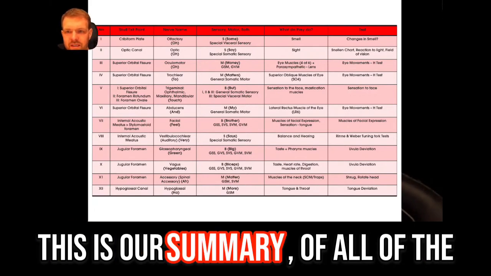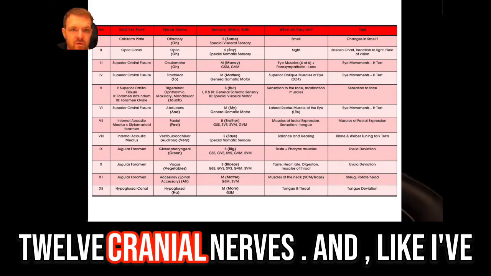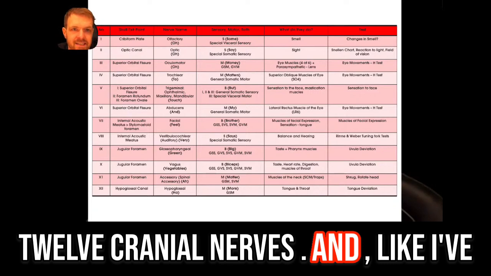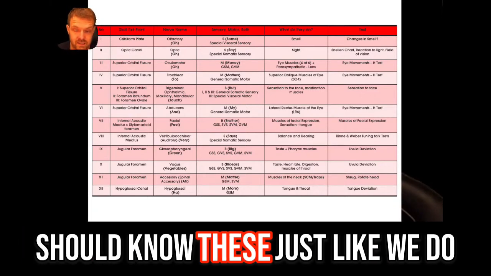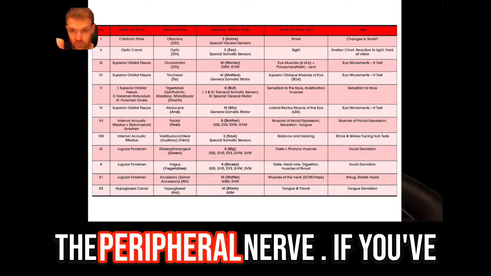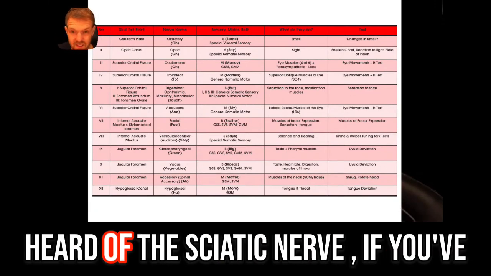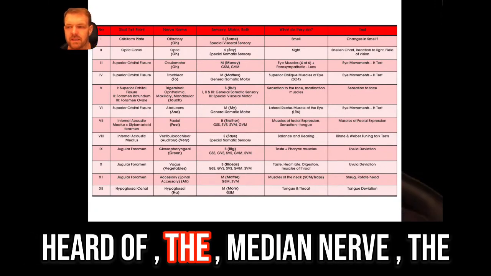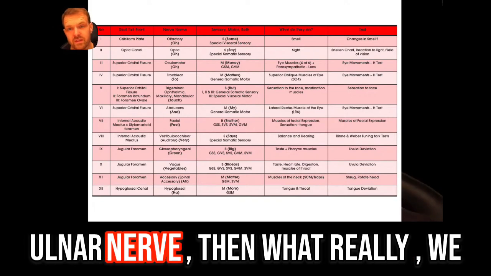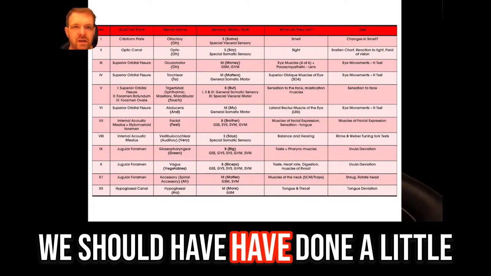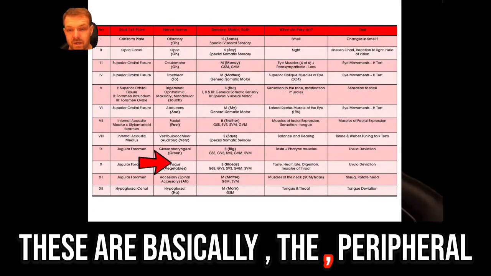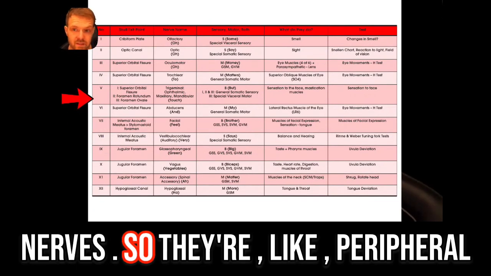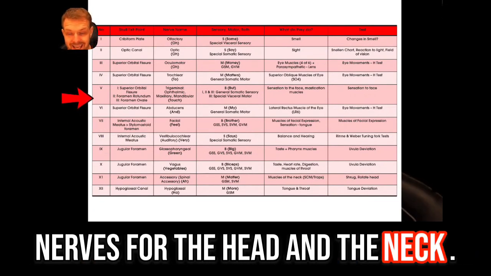This is our summary of all of the 12 cranial nerves, and like I've been saying all the way through, we should know these just like we do the peripheral nerves. If you've heard of the sciatic nerve, the median nerve, the ulnar nerve, then really we should have done a little bit of reading around this as well. These are basically the peripheral nerves for the head and the neck.